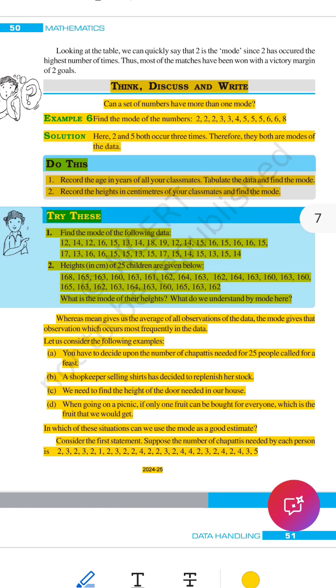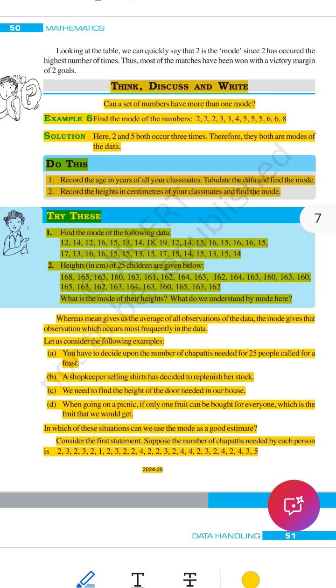Why is mode useful? Mode helps when you want to know what happens the most or what people choose most. For example, a shopkeeper wants to know which shirt size sells the most. Mode tells them. You want to find the most common height in your class, mode shows it. Planning a picnic, you ask everyone's favourite fruit, mode helps you pick the fruit most people want.